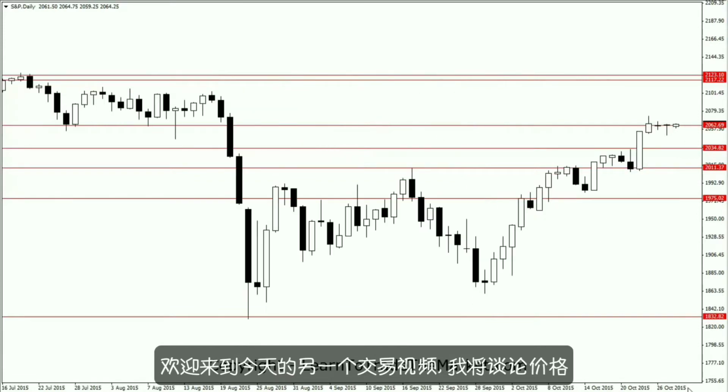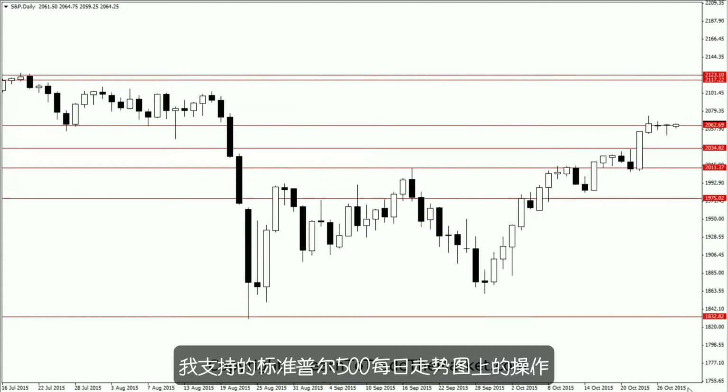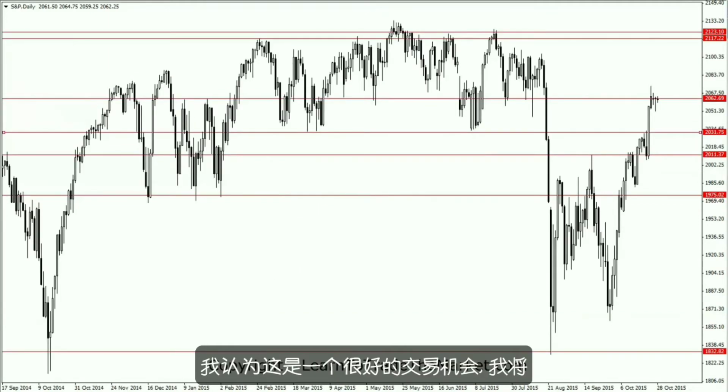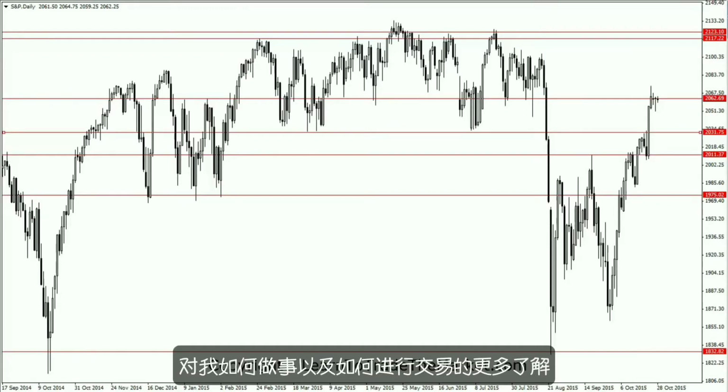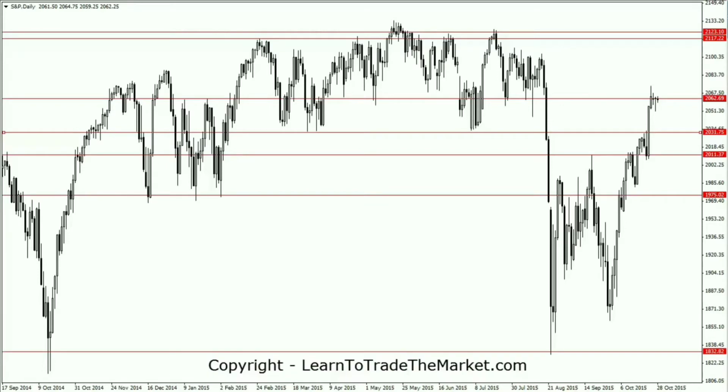Today I'll be talking about the price action on the S&P 500 daily chart, that's the US stock market index. I've spotted what I think is a good trading opportunity to go long, and I'm going to go over the analysis behind the trade setup just to help you guys get a little bit more of an understanding of how I do things and how I come up with my trading decisions.